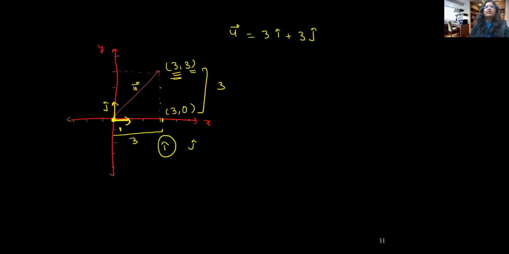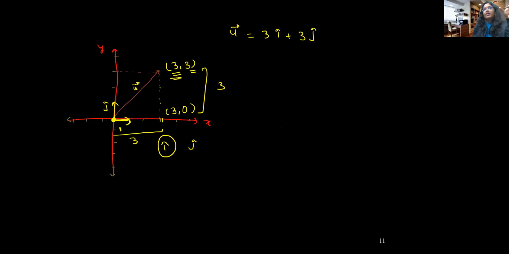So the vector which I have created here, the 3, 3 vector, can also be written as what we are talking about, taking 3 steps here. This is 3 steps in the direction of i hat, and this is again 3 steps in the direction of j hat. So we can also write this vector u as 3i hat plus 3j hat, right?